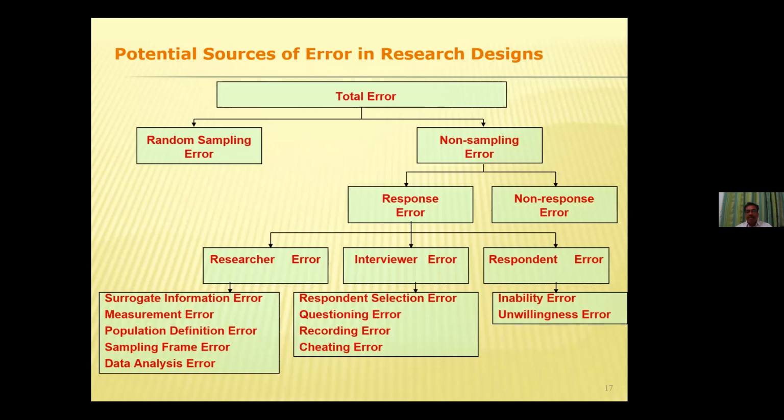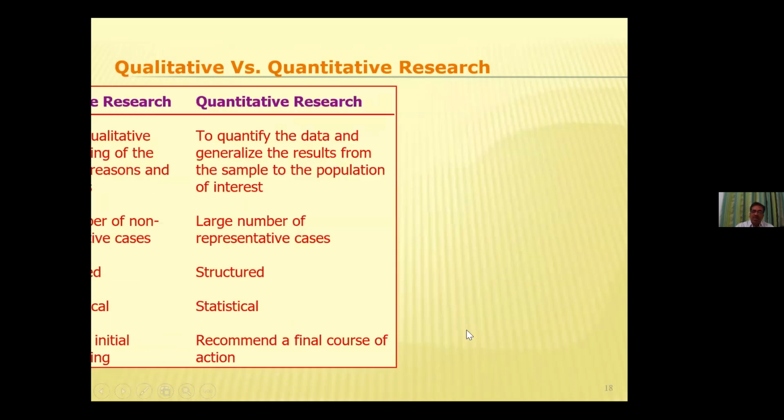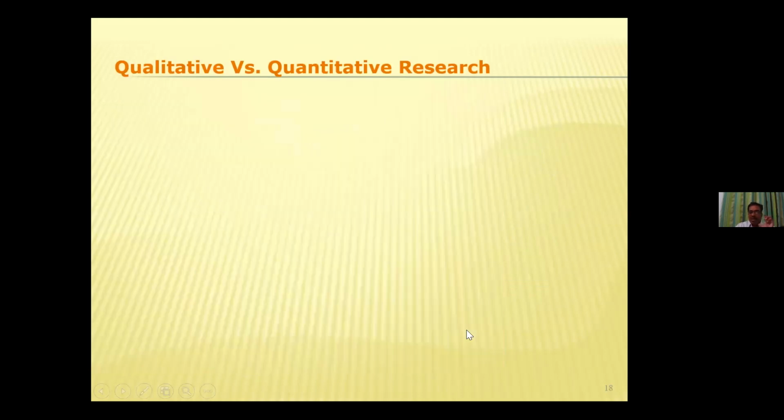Sometimes inability error. You may ask the questions, but the respondent may not understand your questionnaire. In such circumstances, there may be an error. Sometimes the respondent can understand, but he may be unwilling to reveal the answers. Again, the error may come. This type of error can be avoided. How can this be avoided? Only by defining a proper research design. If we are able to define our research design properly, we can avoid this kind of error.